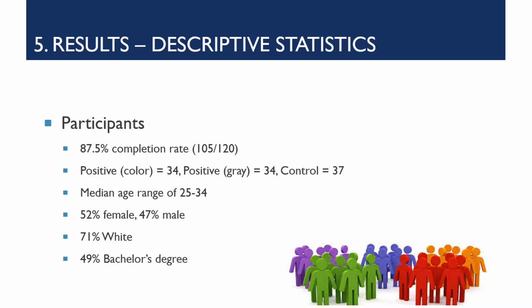120 people were recruited on a crowdsourcing platform, and 105 of them completed all 3 stages of the experiment. 34 were in the positive color and positive gray conditions respectively, and 37 were in the control condition. The median age range of the participants was 25 to 34, 52% were female, 71% were white, and 49% had a bachelor's degree.